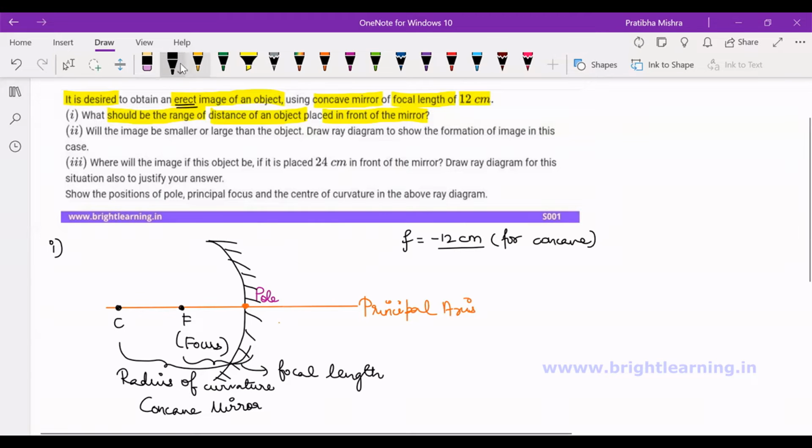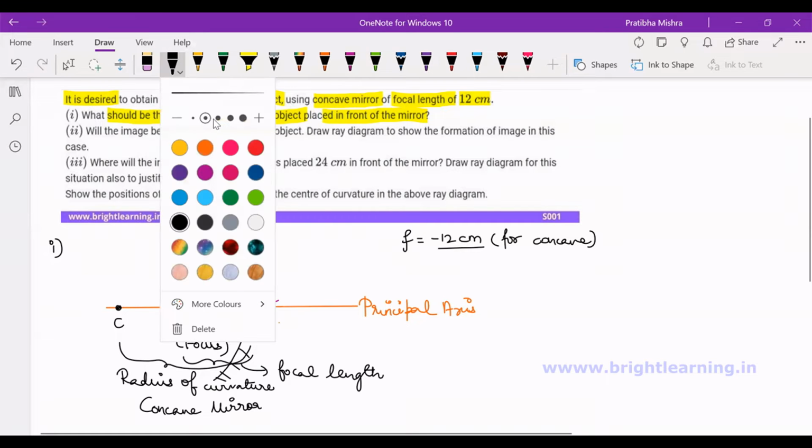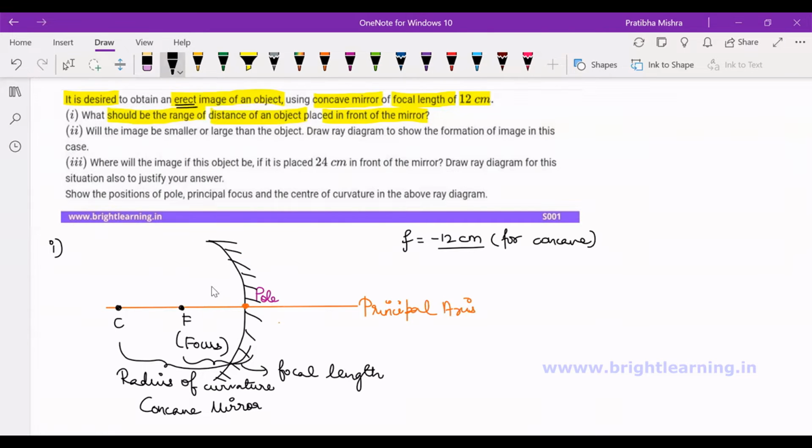Now, for any virtual and erect image to be obtained, basically what happens is the object needs to be placed between the point of focus and the pole. Okay, so we will be drawing the rays, which go as incident rays, with the help of some lines. So the first ray will be parallel to the principal axis.